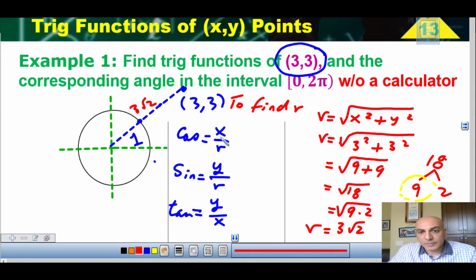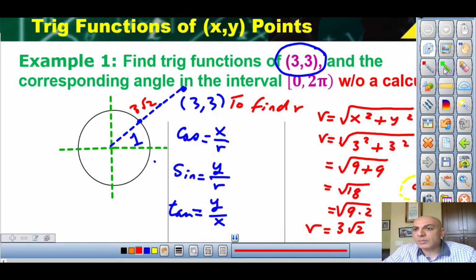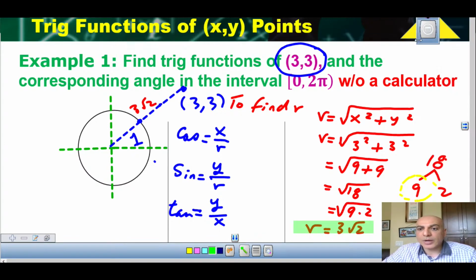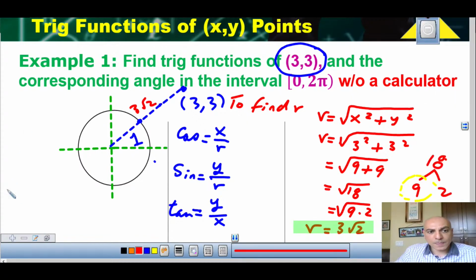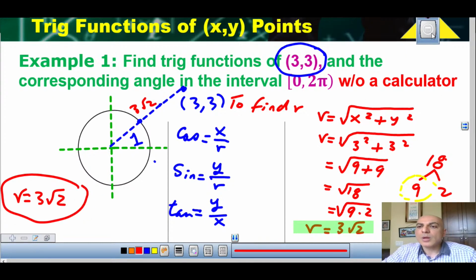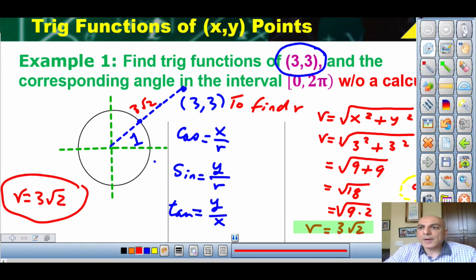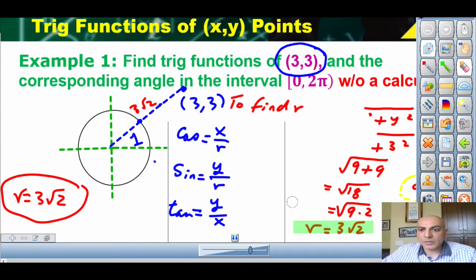So now let's go back and see how I can plug that into my cosine. I know r. I'm running out of room, so I'm going to highlight r and put it somewhere else. r equals 3 square root of 2. I'll keep that in mind because I'm going to use it a lot. I'll go back here and erase a little bit.